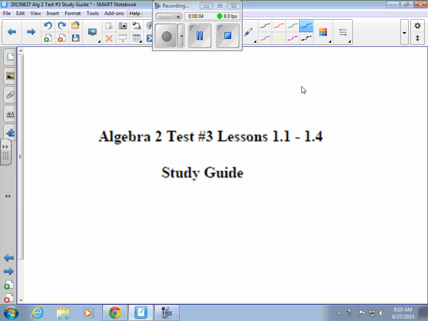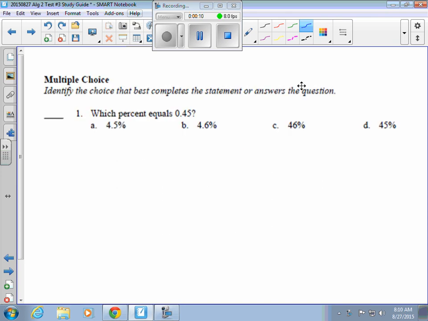Algebra 2, test number 3, lessons 1.1 through 1.4, our study guide. Number 1 says, what percent equals 0.45?